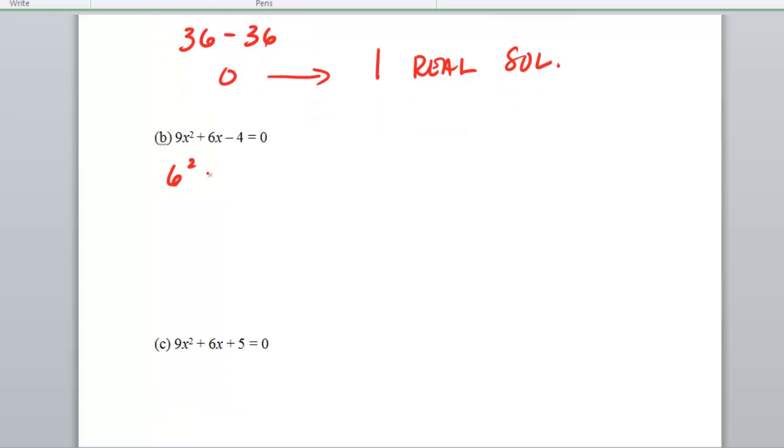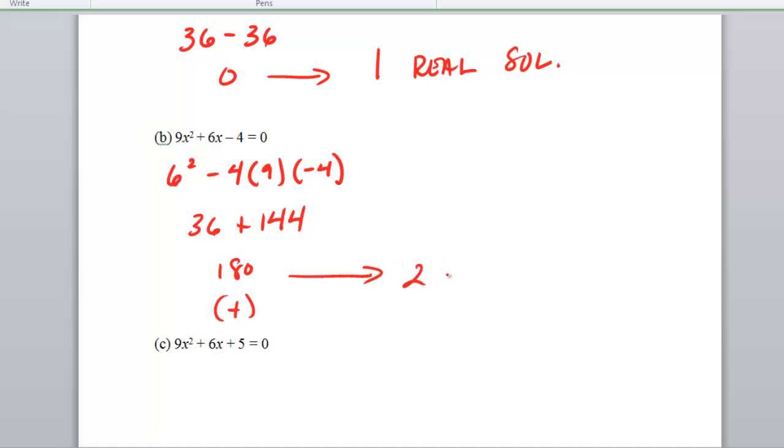We have 6 squared minus 4 times a times c. This is going to give us 36 plus 144, which is 180. Notice, it does not matter what the value is, as long as it's a positive value, as long as it's greater than 0, then we can say that this is two real solutions.